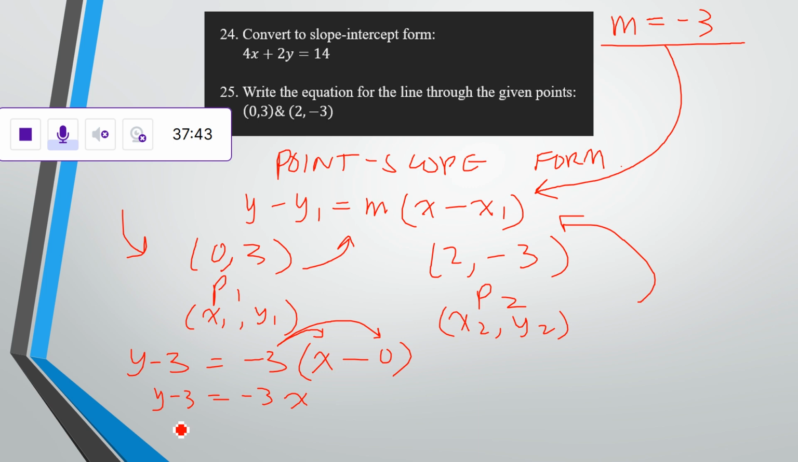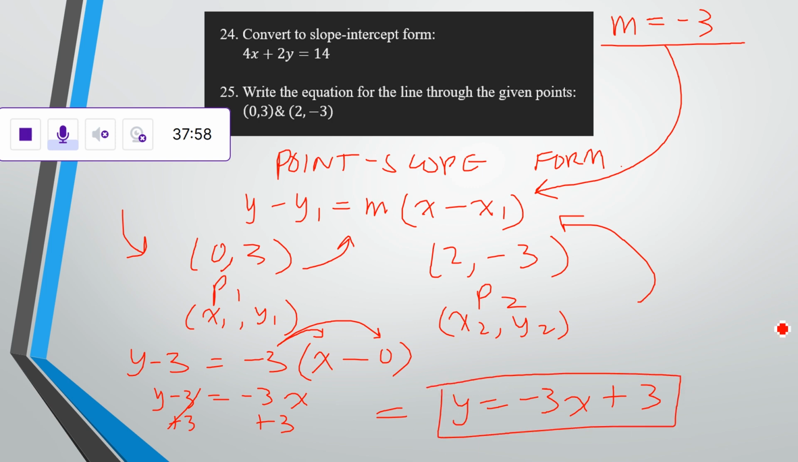Our last and final step is then to add 3 to both sides of the equal sign to get y alone. And doing so, we end up with y is equal to negative 3x plus 3 as our equation. But is this it, right? Is this the only thing we'd have to do?